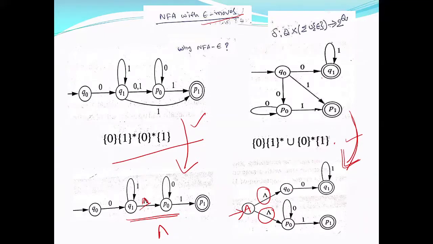Now just look at the definition of NFA epsilon. Everything is the same for NFA and NFA epsilon. The only difference is in the transition function. All remaining things are the same. Q is the same, input symbols are the same, delta is different, then Q0 the initial state, then F the set of final states. Everything is the same, only the change is in delta, that is the transition function.